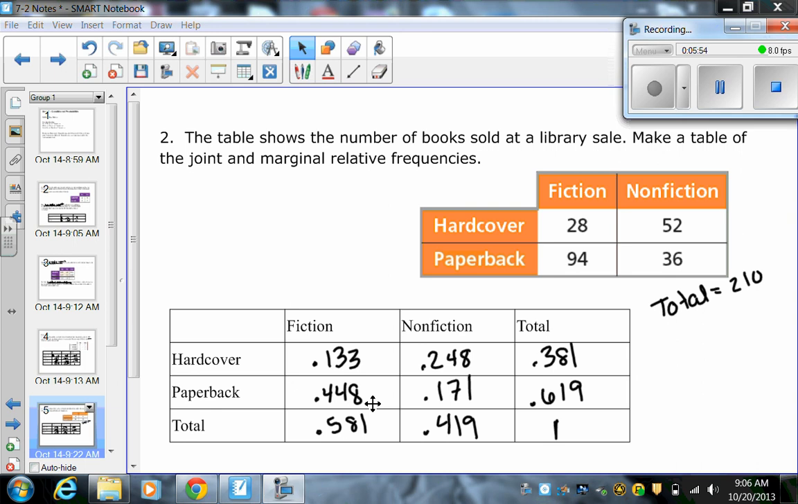94 out of 210 is 0.448. 36 out of 210 is 0.171. And add these together, you get 0.619. 0.381 plus 0.619 equals 1.